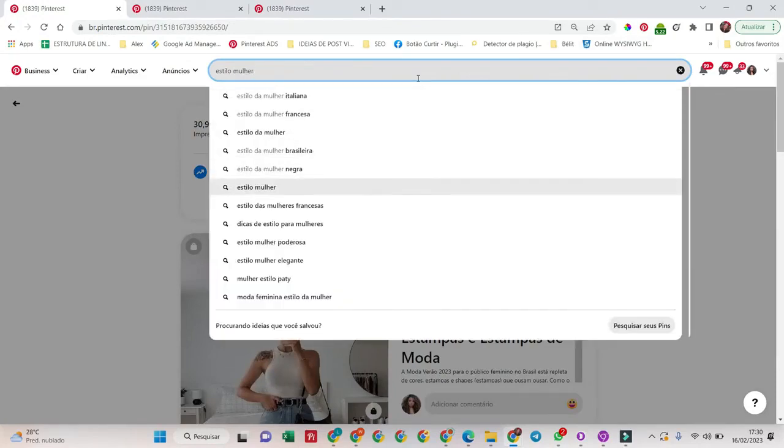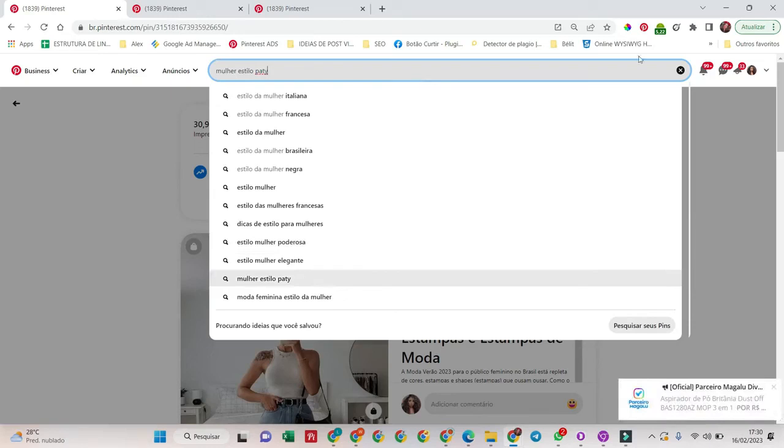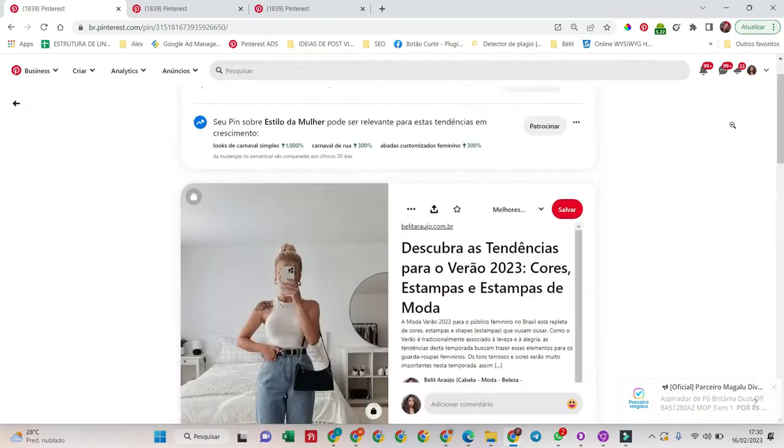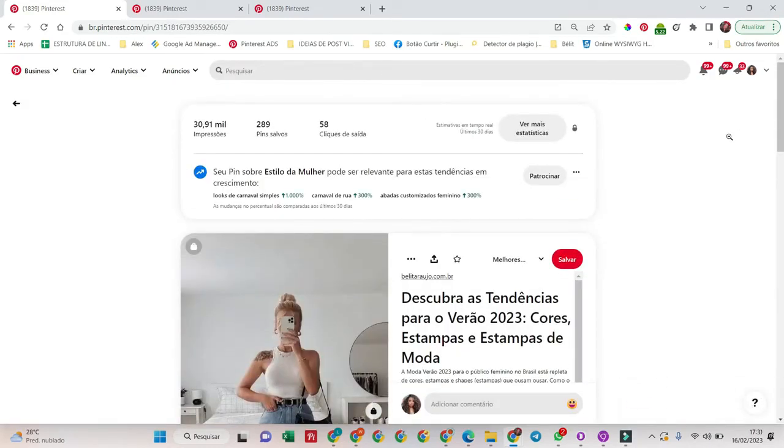For example, learn this. Now I'm going to start creating a pin about Italian, French, Brazilian, black women's style. Style tip for women. Powerful woman's style. Elegant, motherland style woman. I don't know what that is. Women's fashion from the style of woman. Man, this is very, very powerful information. This allows you to create a lot of content.